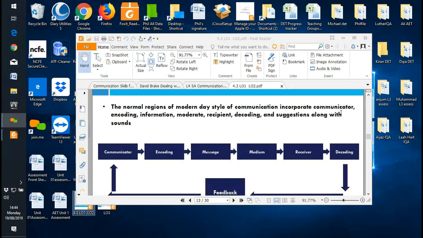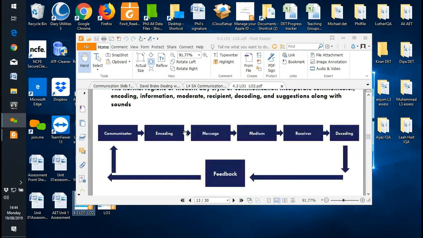Modern day styles of communication incorporate a communicator encoding information, a medium, a recipient decoding, and feedback, along with noise. It all goes back to the original one, which has a communicator, the message is encoded, the message is sent by a specific medium, it's received by a receiver who decodes it and then sends the message back to the communicator.